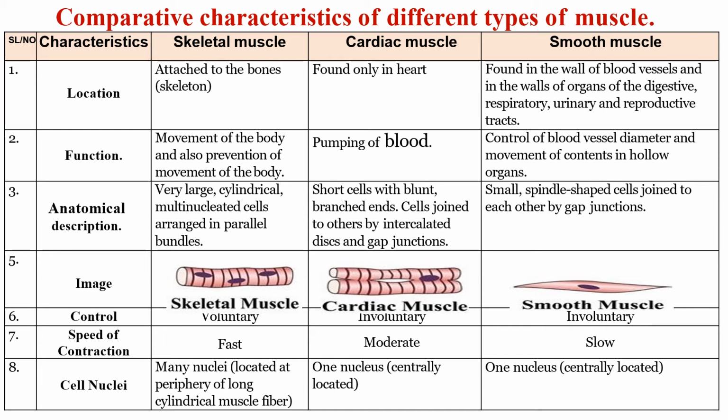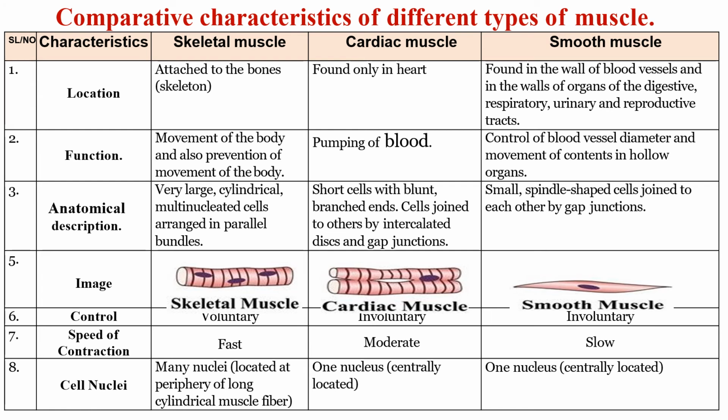Anatomical description: skeletal muscle is a very large, cylindrical, multi-nucleated cell arranged in parallel bundles. Cardiac muscle is a short cell with blunt branched ends, joined to others by intercalated discs and gap junctions. Smooth muscle is a small, spindle-shaped cell joined to others by gap junctions.